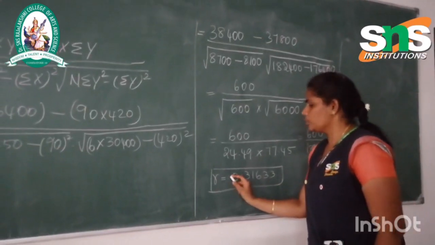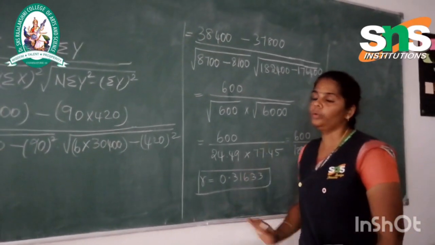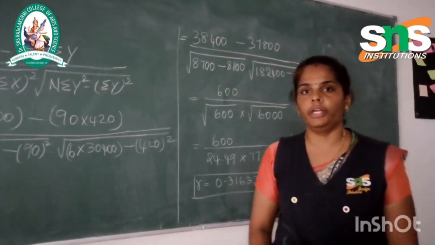Here our answer is positive, therefore it is considered a positive correlation. This is how we have to calculate the correlation for a given set of data.